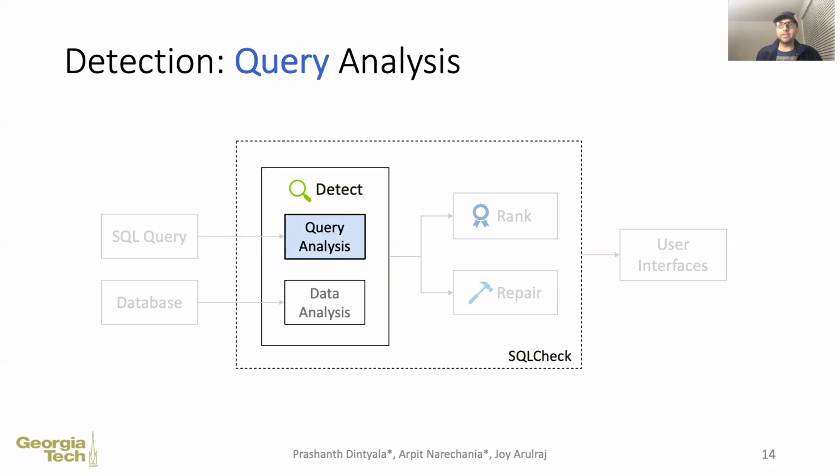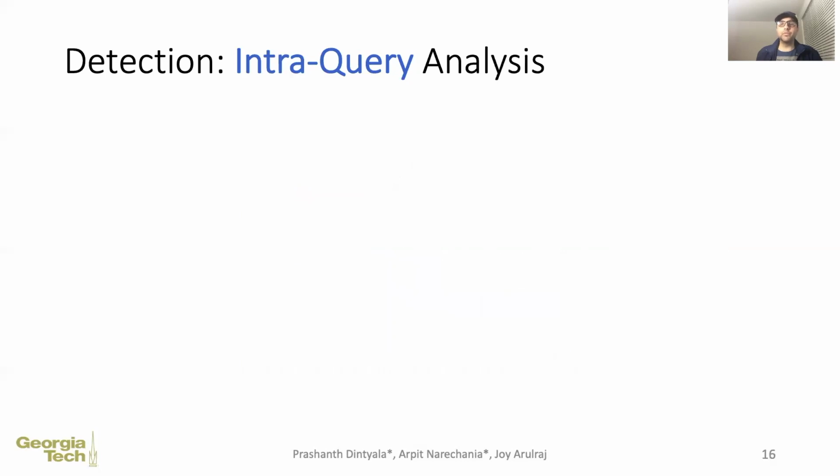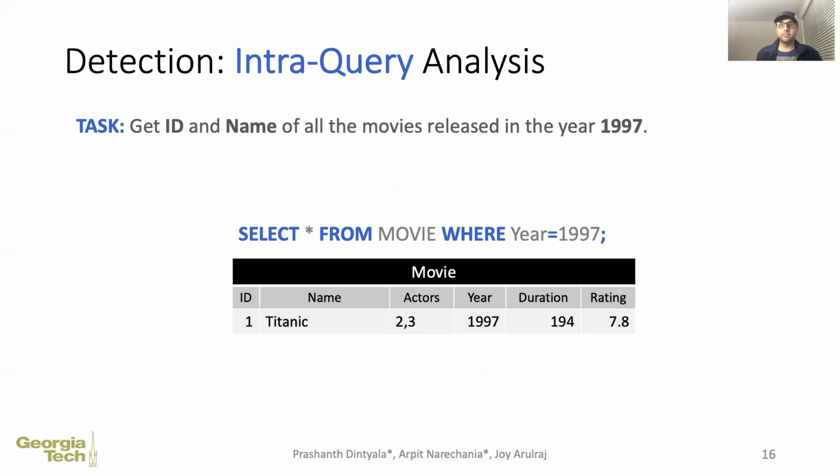The query analysis module analyzes SQL queries executed by the database application. It detects anti-patterns using two different algorithms, intra-query detection and inter-query detection. With intra-query detection, it applies a set of rules on each SQL statement one at a time. Let's look at an example. Given the movie table, we want to retrieve the name and unique ID of movies which were released in the year 1997. We can get this result using this query.